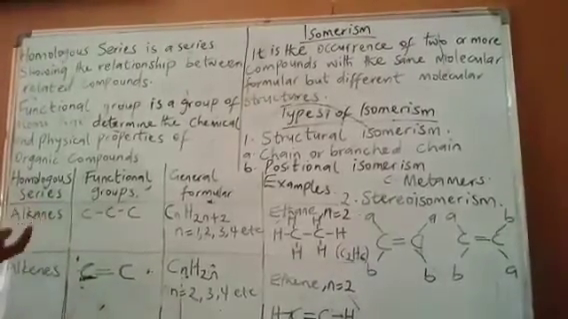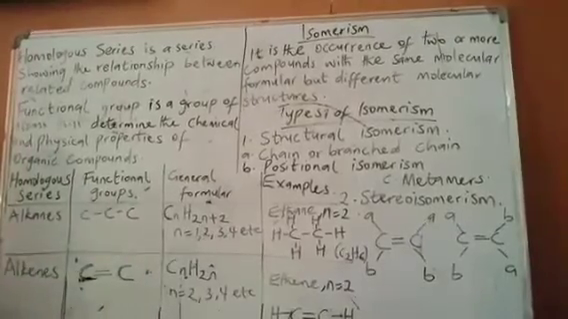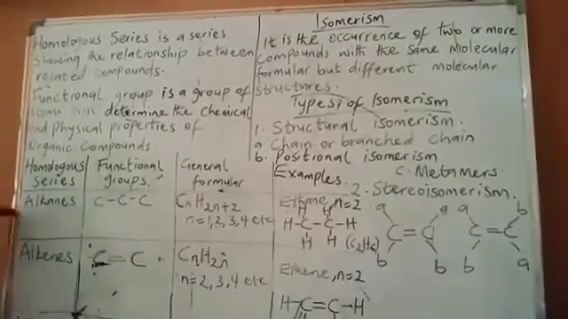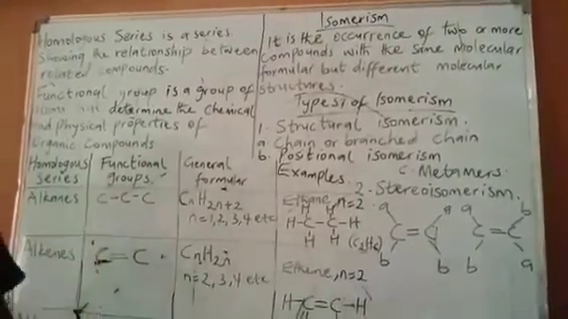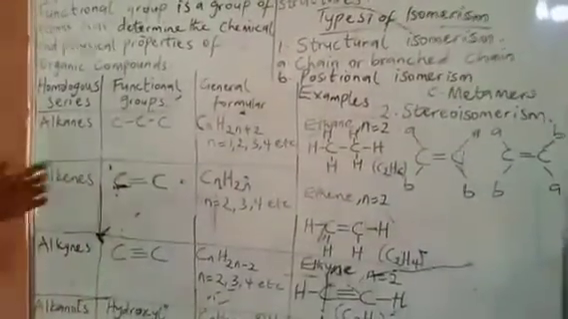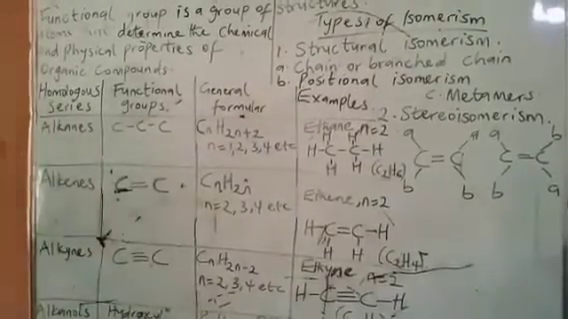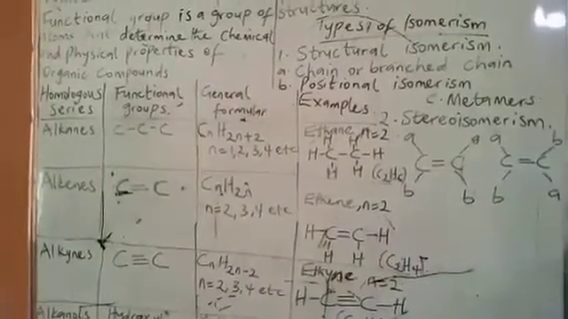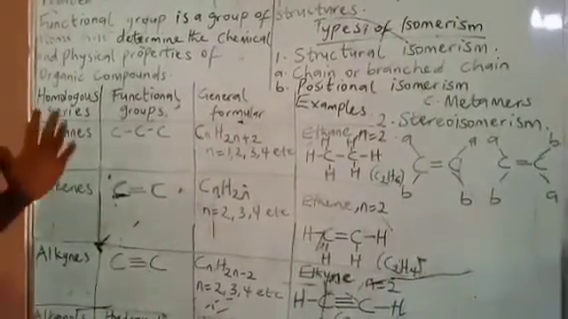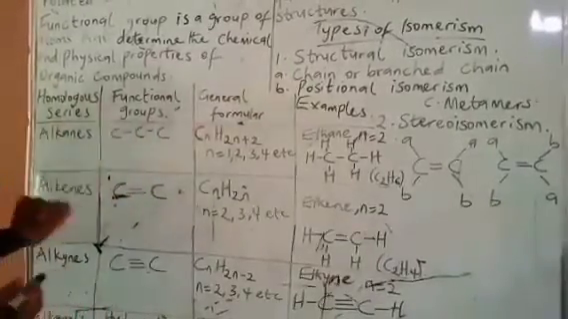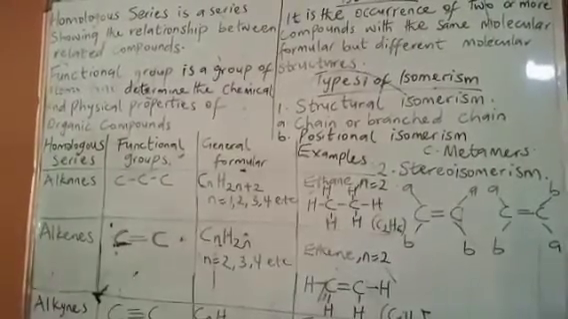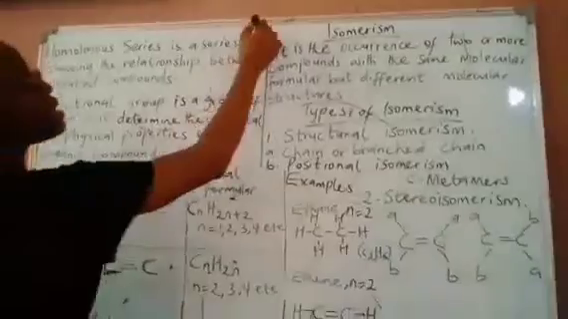Now, what are some properties of homologous series? Every homologous series must have a general formula. For alkanes, the general formula is CnH2n+2. For alkenes, CnH2n. For alkynes, CnH2n-2, as the case may be. So every homologous series must have a general formula from which you can form the subsequent members of that series. Now also, members of a homologous series differ by CH2.